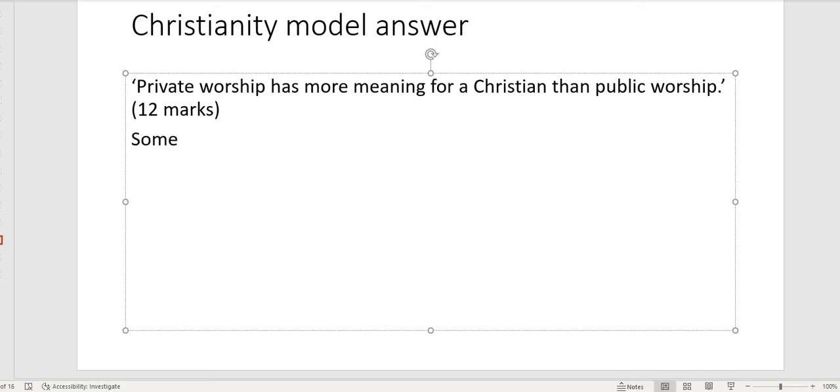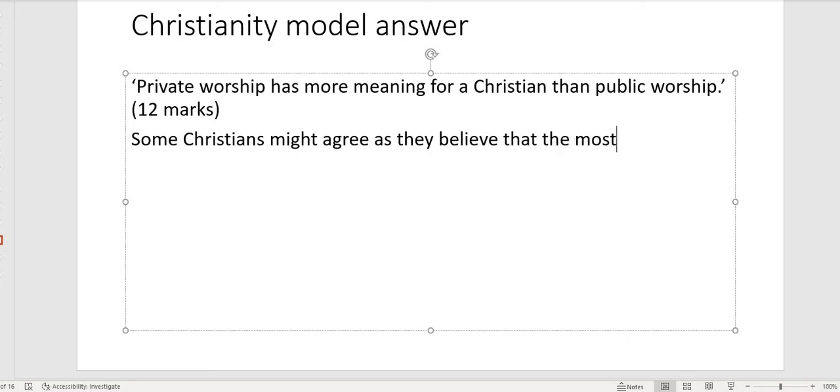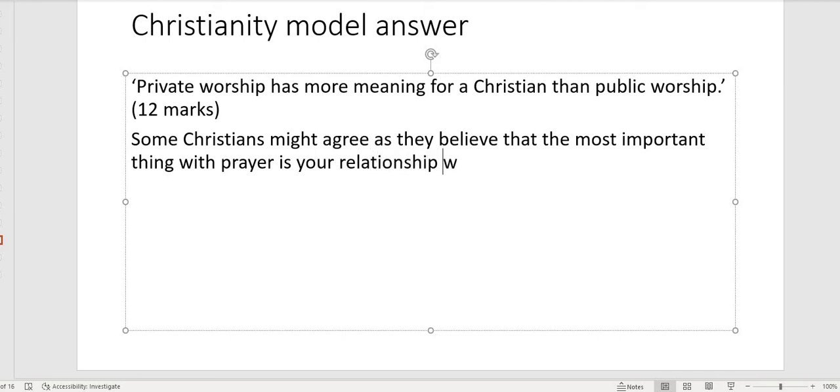Some Christians might agree as they believe that the most important thing with prayer is your relationship with God. That gets you a mark. What do I mean by this?